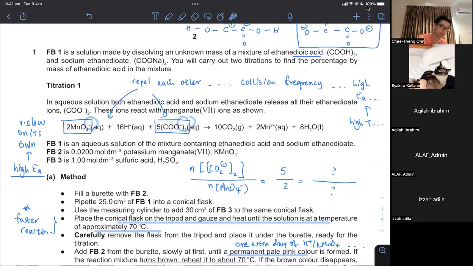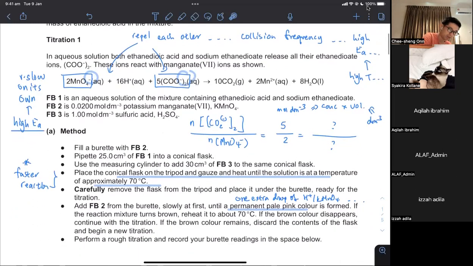Later on, you will do C times V, concentration times volume, but your volume has to be in dm cubed, your concentration has to be mole per dm cubed. I don't know which one they want you to find, so set up the unknowns and then rearrange your equation, which I hope you'll be able to do. But this was the instruction there.